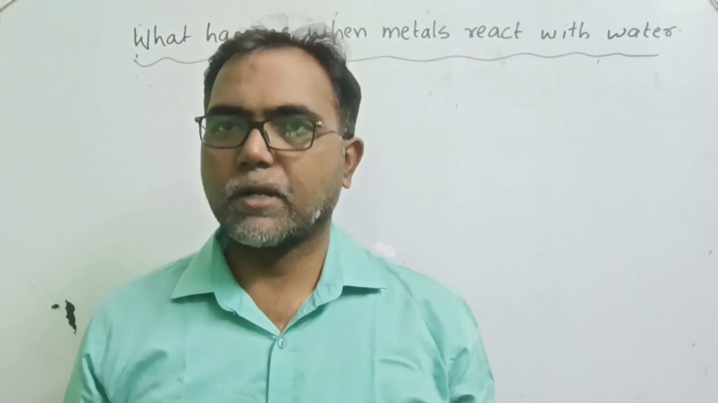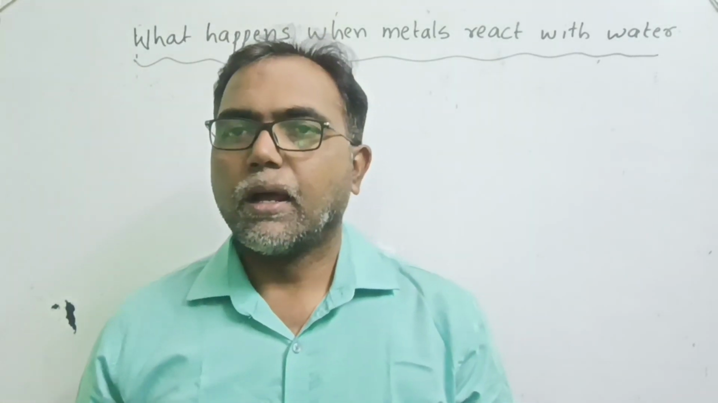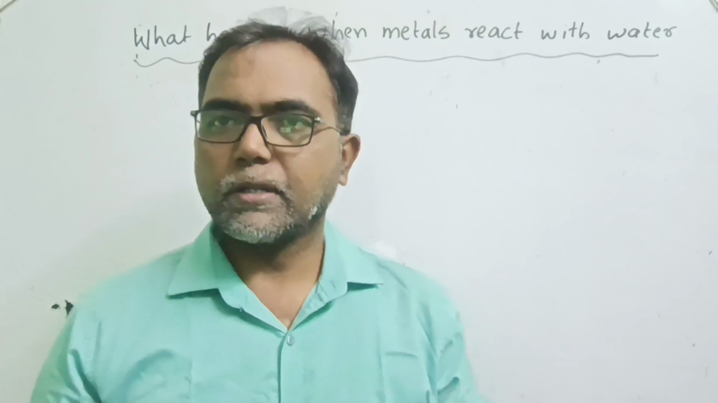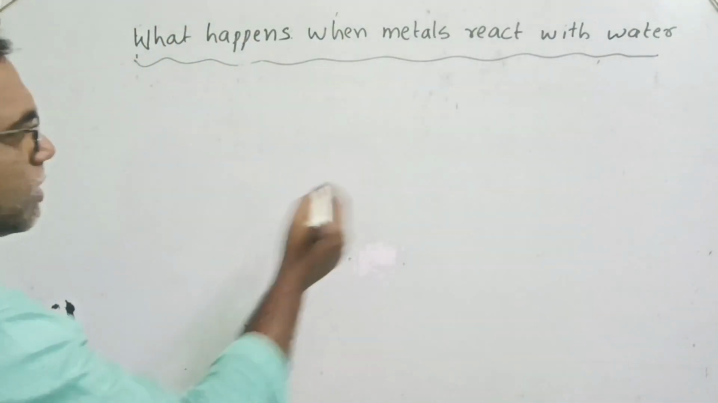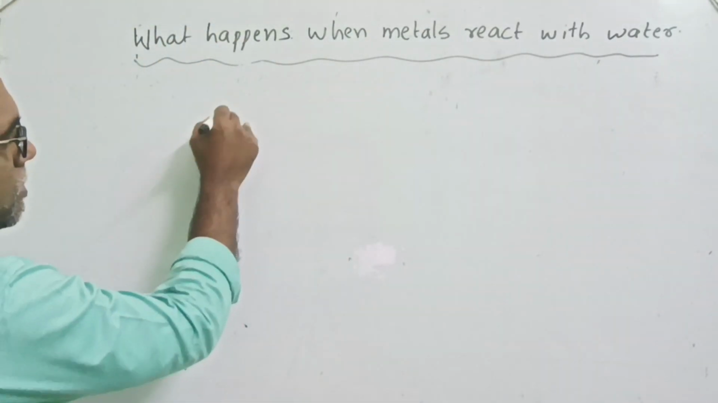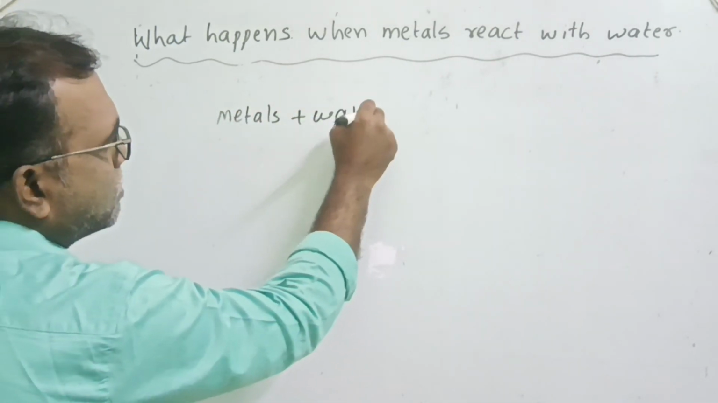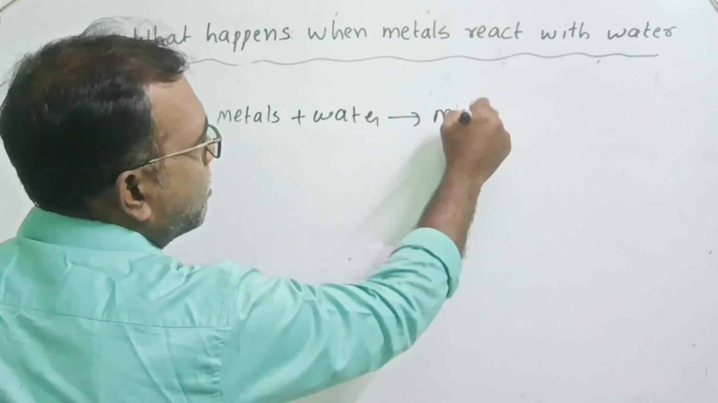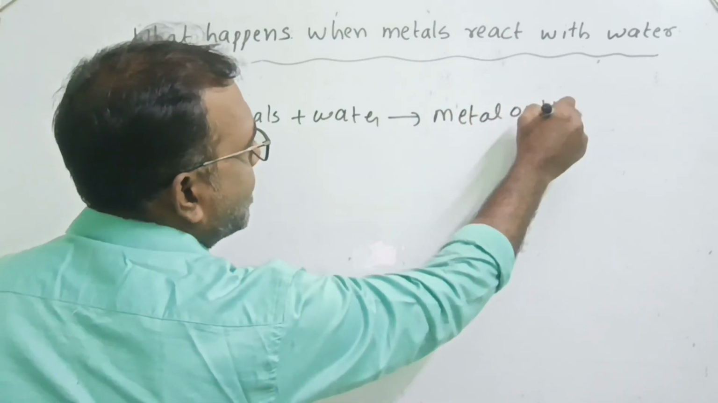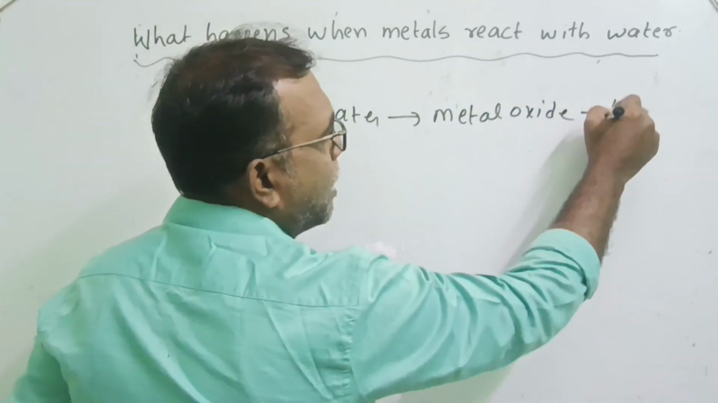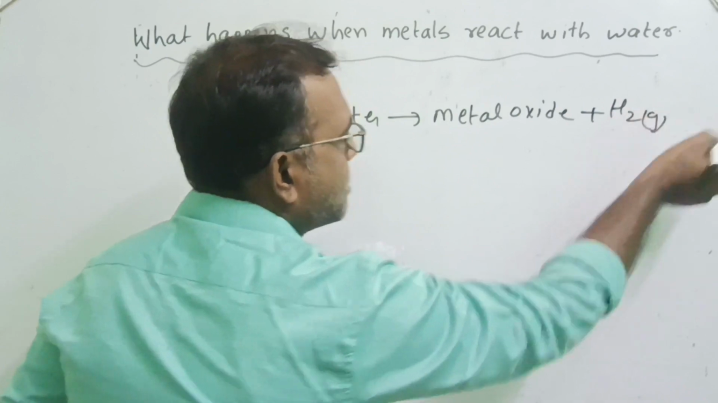Metals are reacted with water. So let us see that. Metals basically react with water, form metal oxide and what? Hydrogen gas. Metals react with water, give metal oxide and release hydrogen gas.